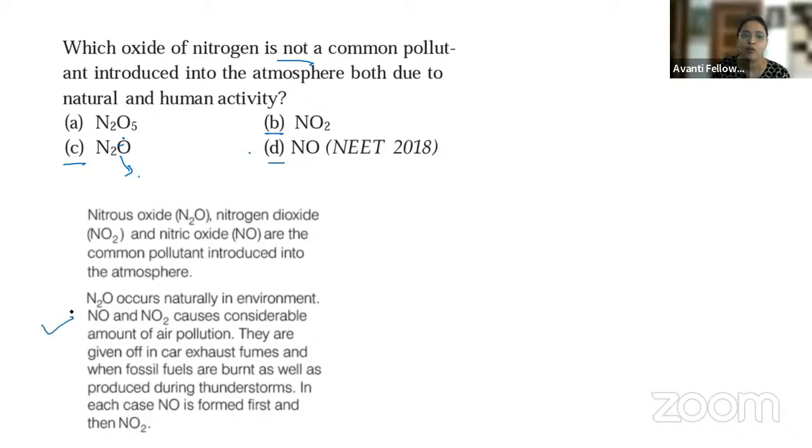So what will be our correct option now? Which oxide of nitrogen is not a common pollutant introduced into the atmosphere? So here the correct option will be what? Option A. Right? Everyone is getting this? N2O5 हमको ना naturally मिल रहा है ना ही human activity से produced हो रहा है. So N2O5 is not a common pollutant introduced into the atmosphere both due to natural and human activity. Right? Let's move to the next problem.